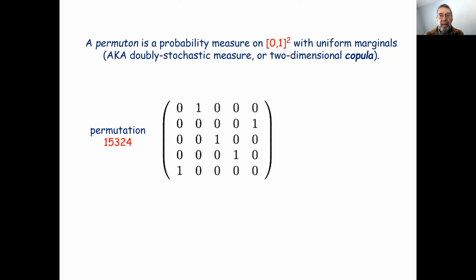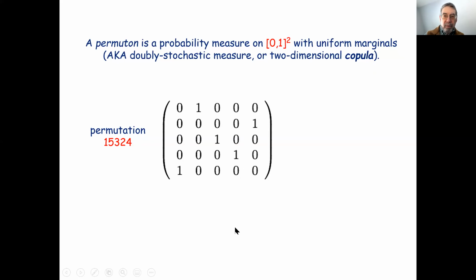Now, I'm going to use the analyst's point of view rather than the algebraist's point of view. So the analyst starts in the lower left corner and thinks of the x-axis along the bottom and the y-axis going up the top. So we read this as 1, 5, 3, 2, 4.